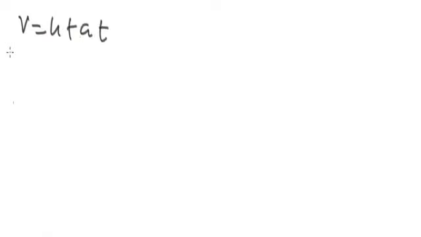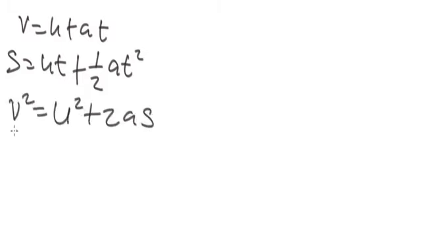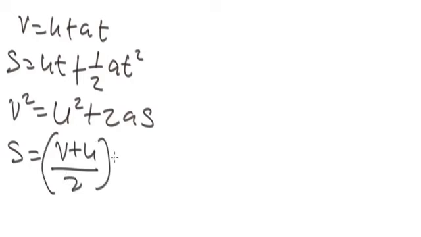We have the second one to be x equals ut plus half at square. We have the third one to be v square equals u square plus 2as. Alright, we have our x equals (v plus u) over 2, in brackets, t. Alright, so here our v is our final velocity, our x is our distance.